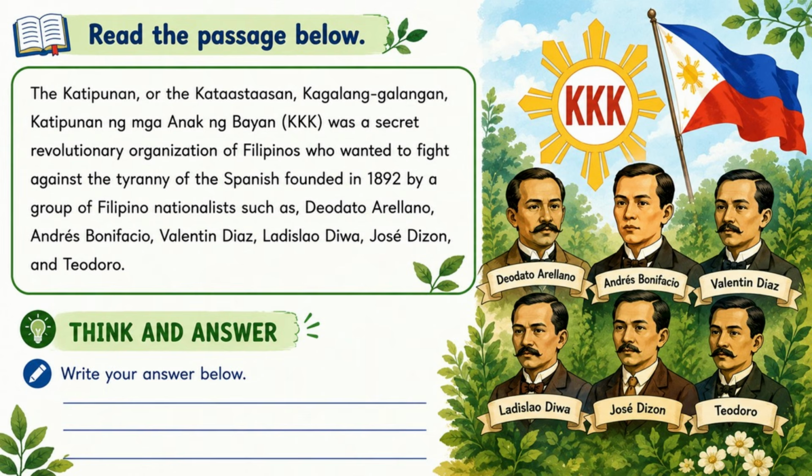The Katipunan or the Kataas-Taasan Kagalang-galangan Katipunan ng mga Anak ng Bayan or KKK was a secret revolutionary organization of Filipinos who wanted to fight against the tyranny of the Spanish, founded in 1892 by a group of Filipino nationalists such as Deodato Arellano, Andres Bonifacio, Valentin Diaz, Ladislao Diwa, Jose Dizon, and Teodoro. What is the purpose of the author in writing this passage?